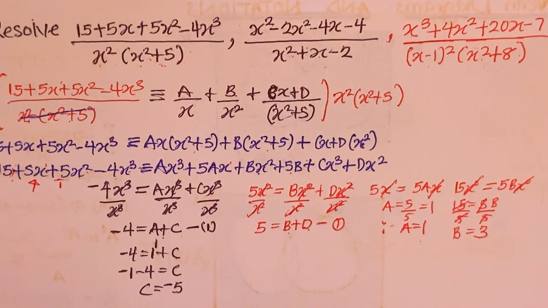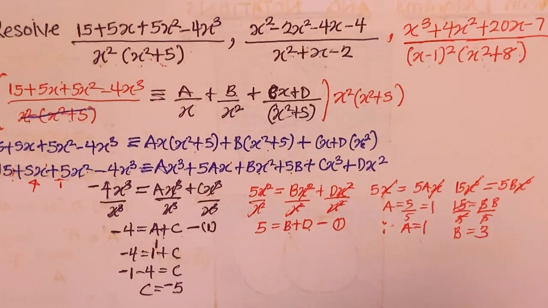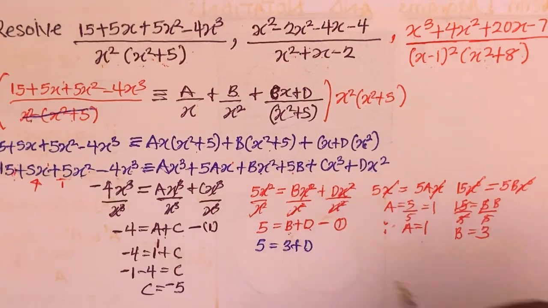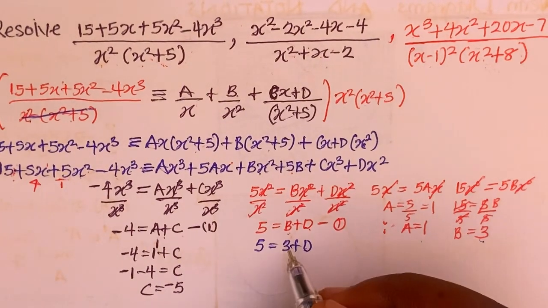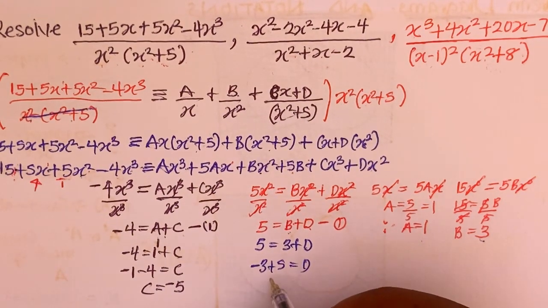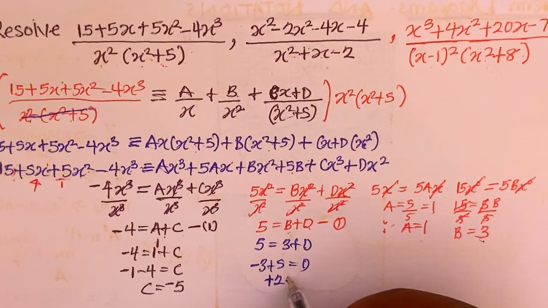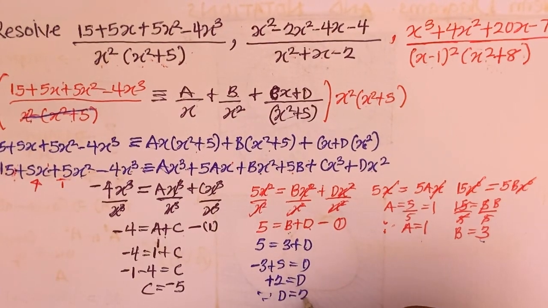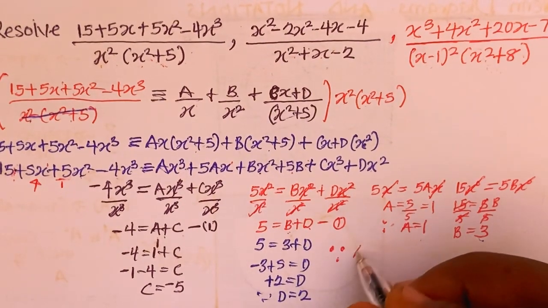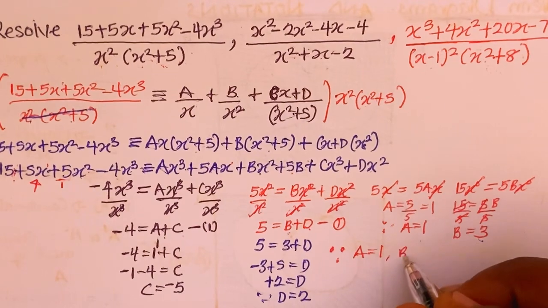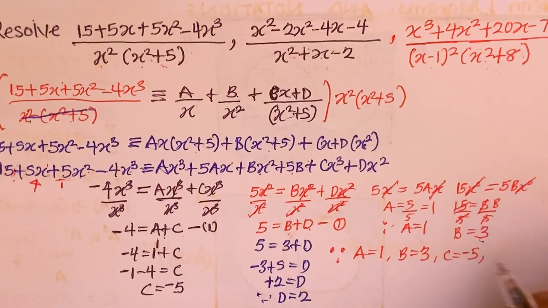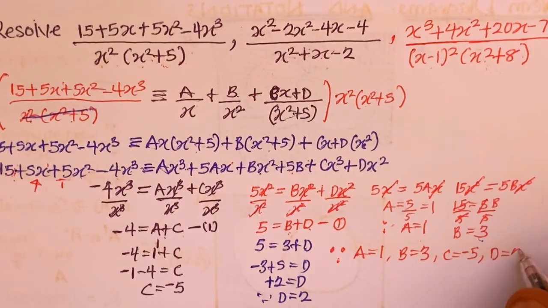Then after that, what other thing can I do in this case? My b is actually 3. Then I'm having 5 equal to 3 plus d. Since b equals 3, I'm putting it here, so I'm having minus 3 plus 5 equals d. That's actually plus 2 equals d. Therefore, our d is equal to 2. Then after that, I can say therefore, my a is equal to 1, my b is equal to 3, my c is equal to minus 5, and my d equals 2.